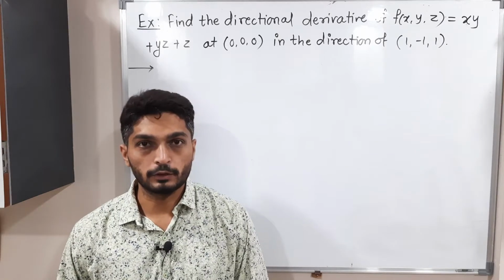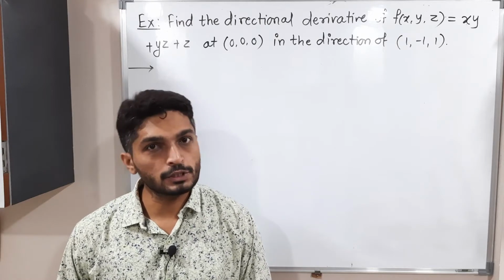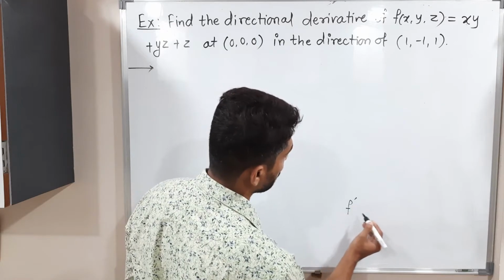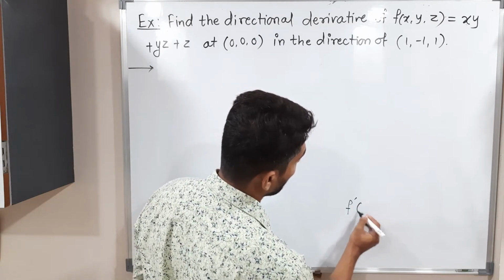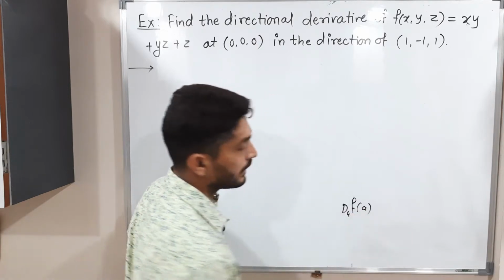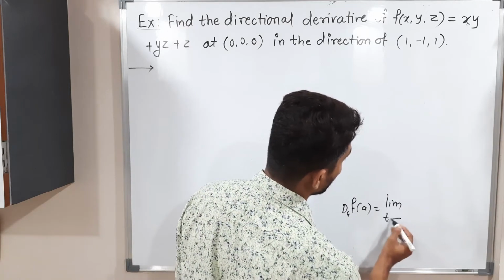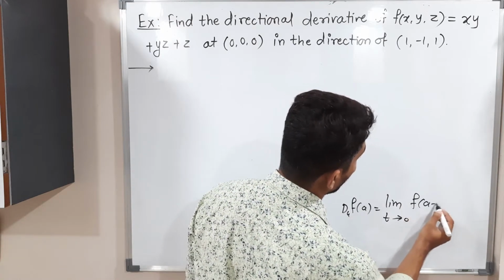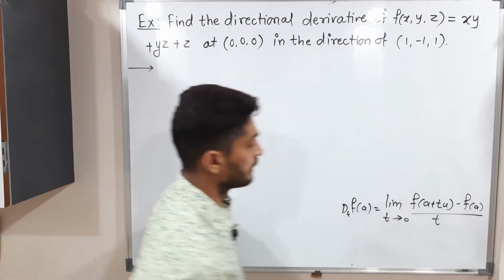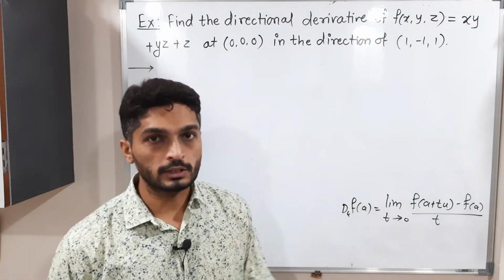Example of directional derivative. We are already familiar with the definition of directional derivative. Let us recall the definition and then we will go for this example. The directional derivative of f at a in the direction of u, we write in this way, D_u f(a). Its definition is the limit as t tends to 0 of [f(a + tu) - f(a)] divided by t. So this definition we have to use to solve this problem.